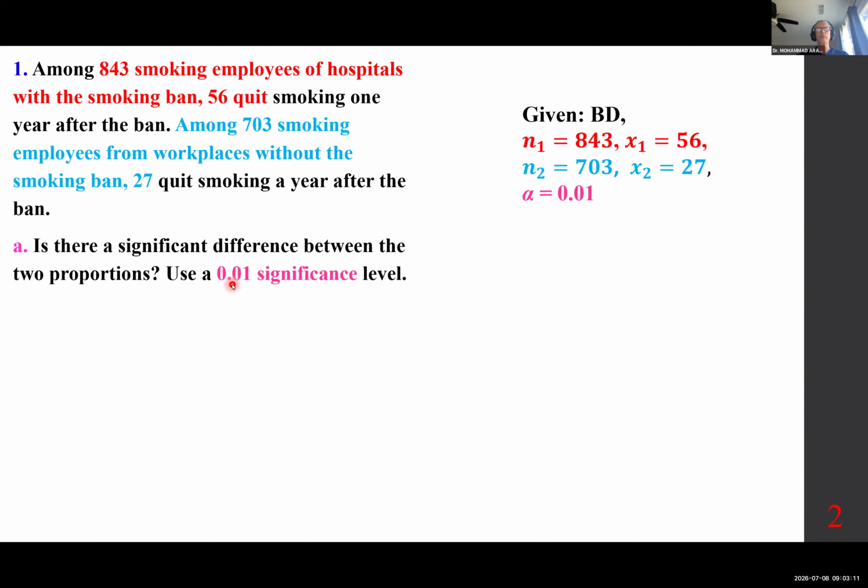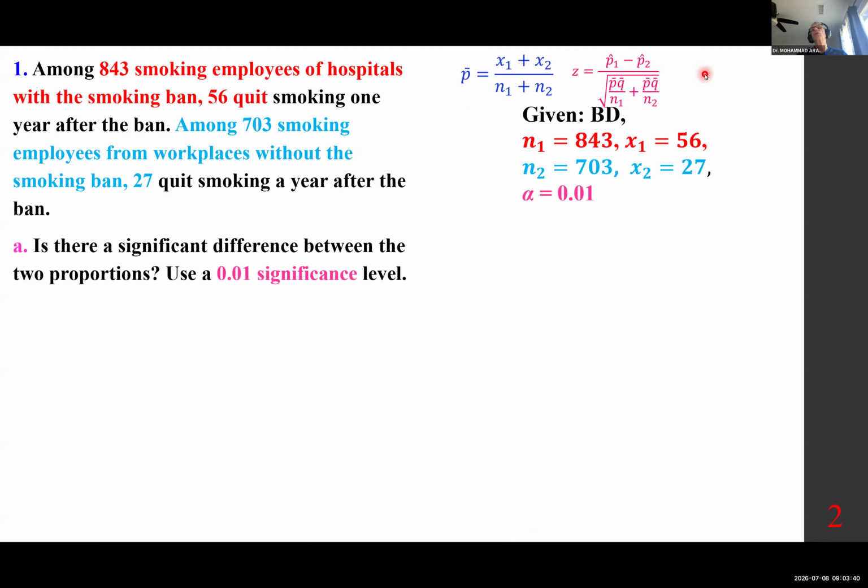Now, the process is similar to what we did with one sample, and we need specific formulas. P bar is X sub 1 plus X sub 2 over N sub 1 plus N sub 2. Okay, we pool the two proportions. And the formula for test statistic Z is P1 hat minus P2 hat over the square root of P bar Q bar over N1 plus P bar Q bar over N2. That's how we get started.